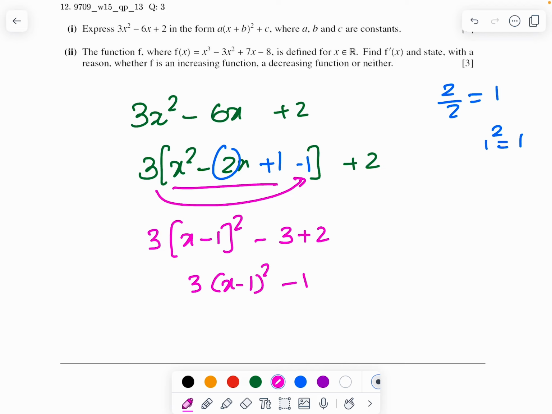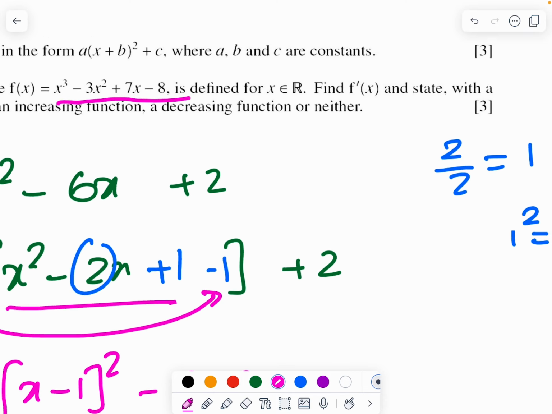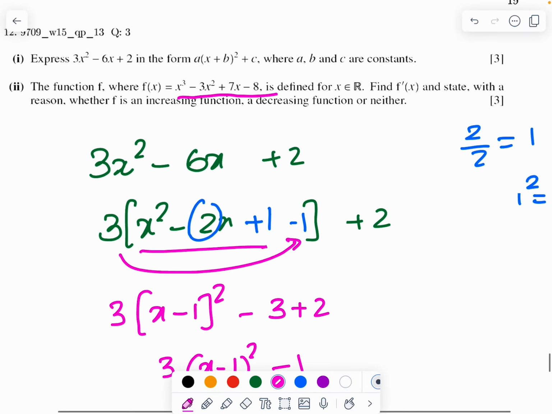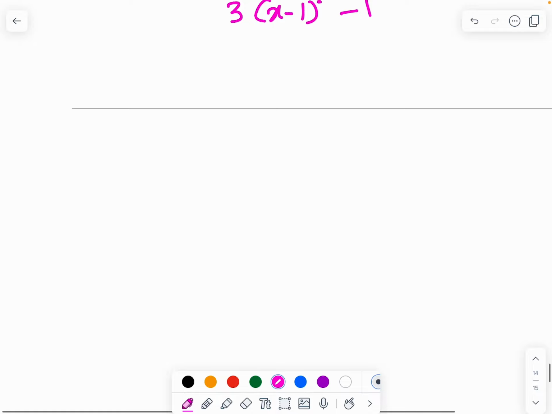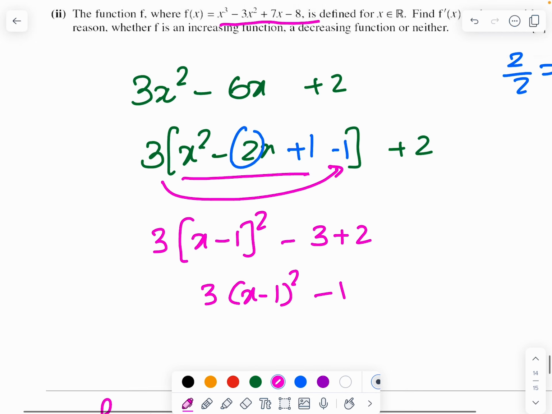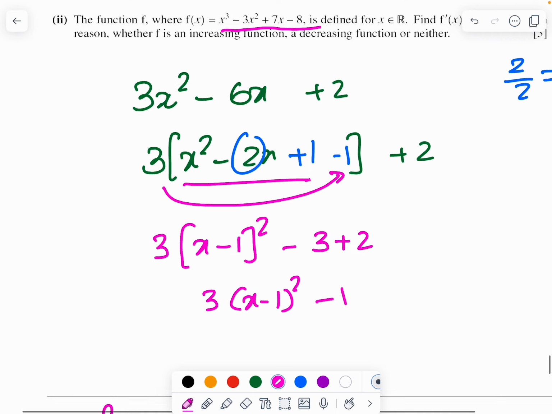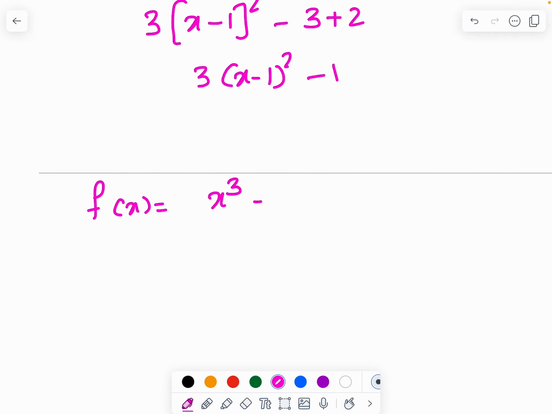Now what is he saying? The function f of x equals x cube minus 3x squared plus 7x minus 8 is defined for x belongs to R. Find f prime x and state whether f of x is an increasing function or a decreasing function. So what is this f prime x? Those who have not done the differentiation topic may skip this one for a moment and come back to this question once the differentiation topic is done, or else just keep on looking at what is happening.